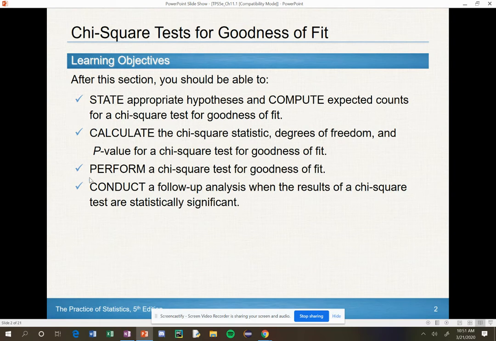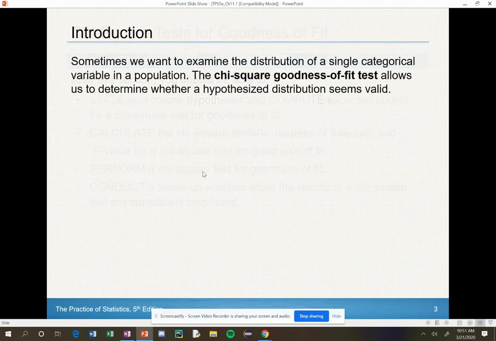And then after we do a 4-step process, there's always some sort of follow-up if we reject a null hypothesis. We kind of want to know, well, where did we go wrong? Is it one aspect of this categorical variable? Is there 2? Is there 3 different things that are leading to us rejecting the null? So we're going to go over those details at the very end.